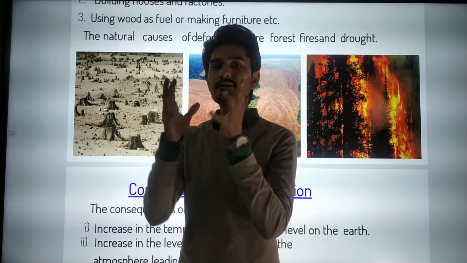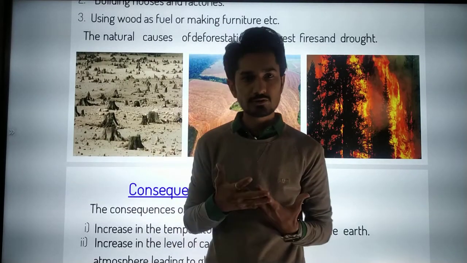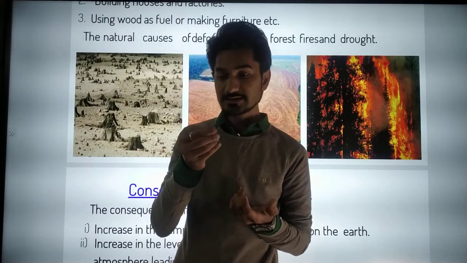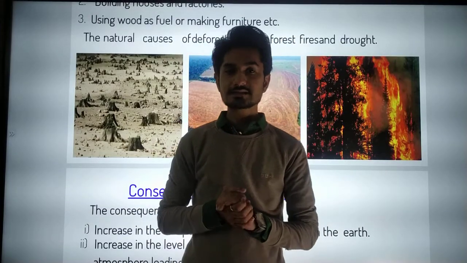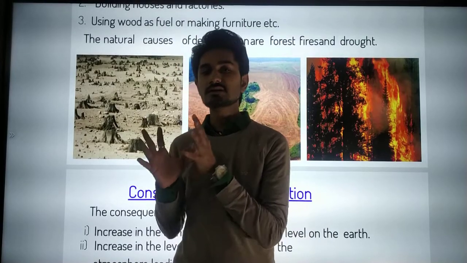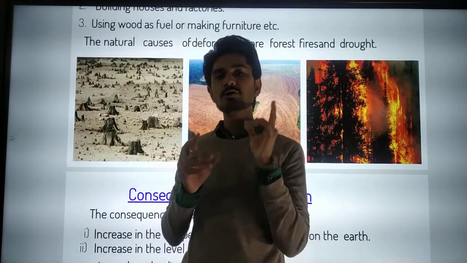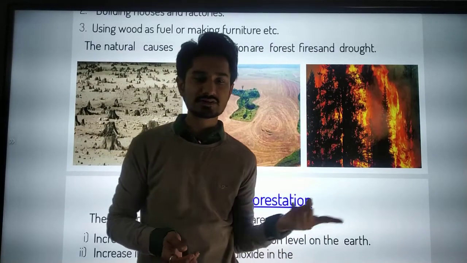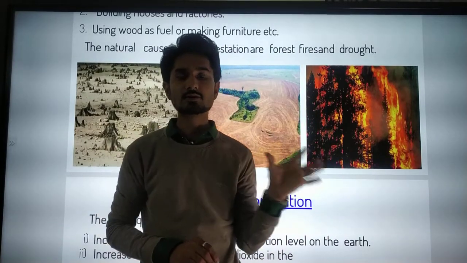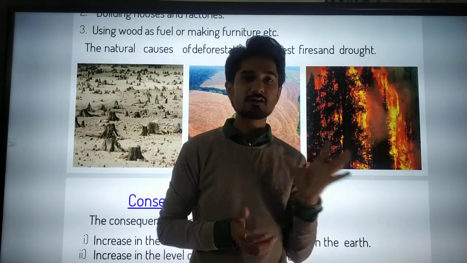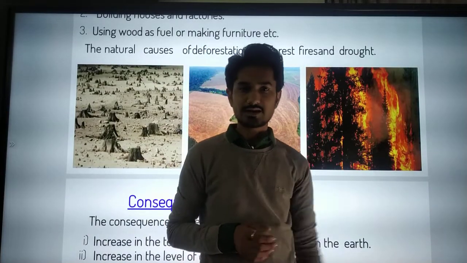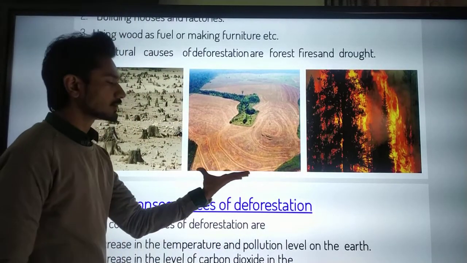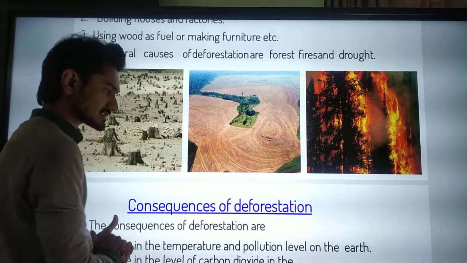Okay, if the water doesn't come at all, the plant cannot grow. To grow a plant, to grow trees, it needs water, sunlight, and carbon dioxide. If one of the things is missing in the plant's photosynthesis process, it will not grow the crops at all, it will not grow the trees at all, it will not grow plants at all. So drought is also a reason for deforestation.